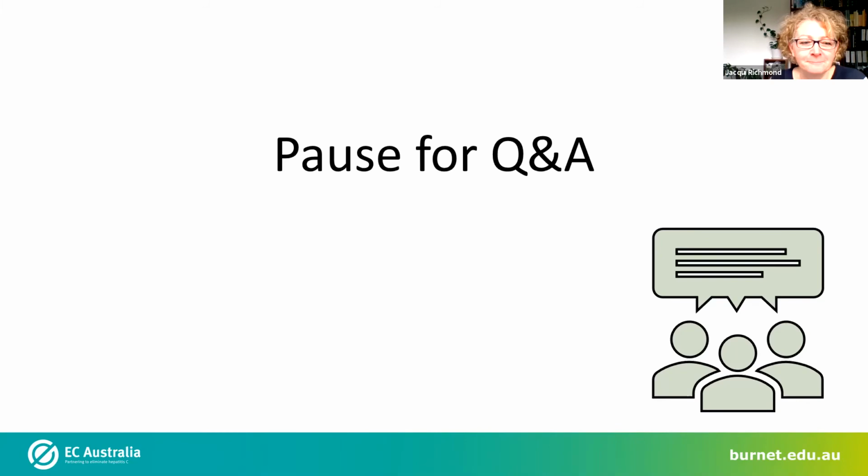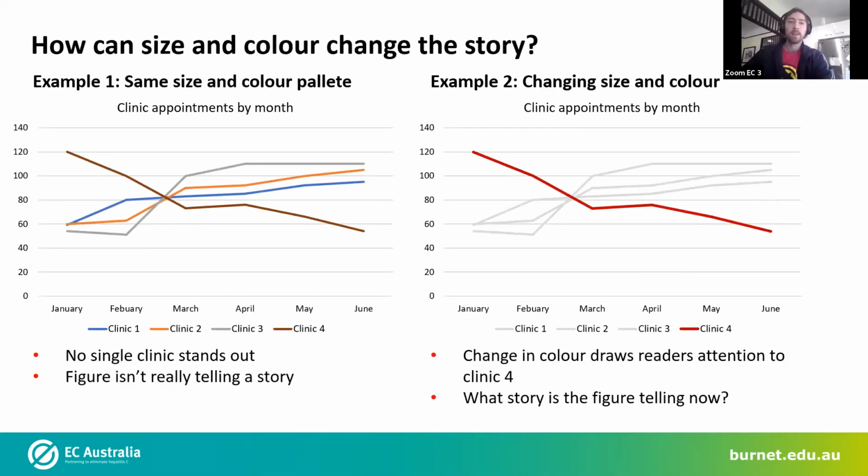Cool. All right, let's do a couple more storytelling tips and tricks. When I can get to the next slide. There we go. So how can size and color change the story? We've been talking about this a lot, I suppose, but on the left we've got 4 clinics. Sorry, Jackie, no bars. This is appointments by month over time.